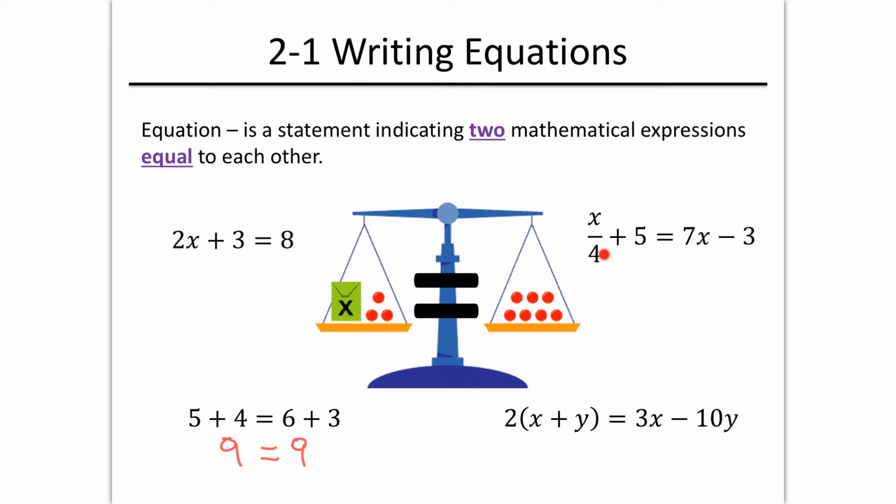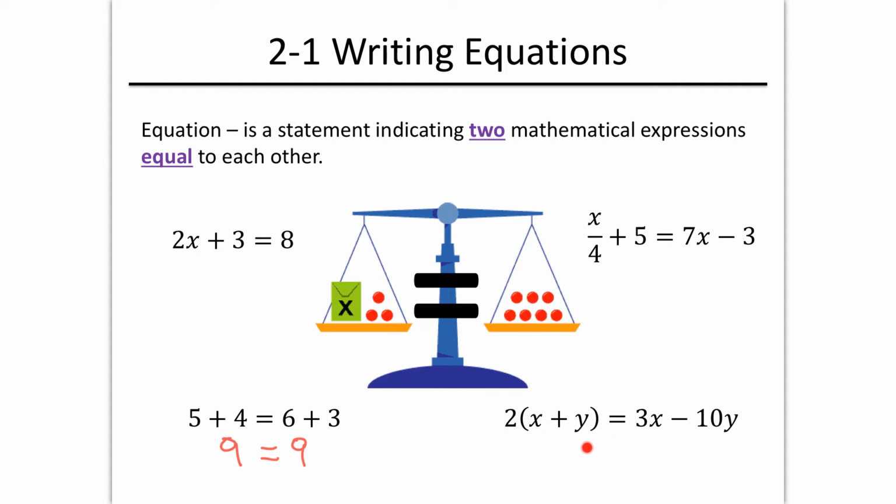And remember that the two sides don't have to look the same, they don't have to be the same numbers. For example, here, let's go back to this one. The numbers are different, 5 plus 4 and 6 plus 3. But at the end, they give you the same weight. They give you the same value. So the left side has to equal the right side.